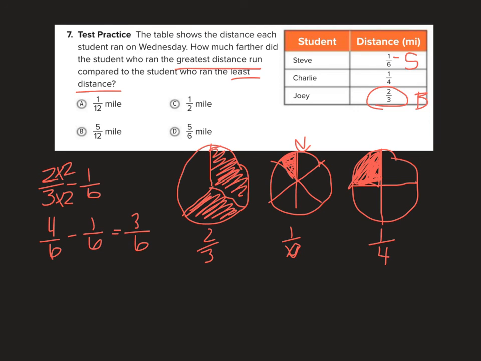But wait a minute, 3/6 is not an option for me to choose. Oh, that's right, because I forgot to simplify. So what would happen if I divide, wait a minute, 3 doesn't divide by 2, but does divide by 3. If I divided them both by 3, I would get 1/2. Now look at that. Here's an option, 1/2.